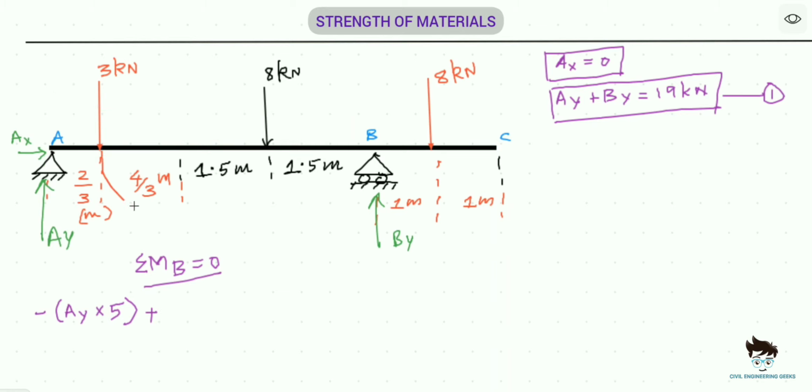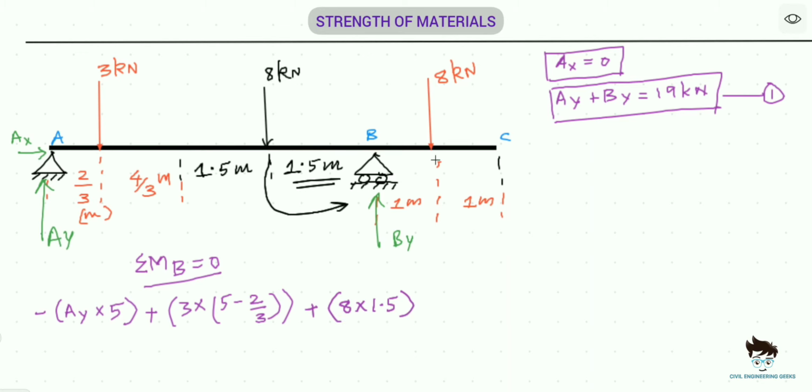Here the 3 kN load is acting at a distance of 2/3 meters from point A. But what we need is the distance between the 3 kN load and the point B. So it will be 5 minus 2/3 meters. And then we have 8 kN times 1.5 meters. And finally we have 8 kN, which is a converted point load from the UDL, which is acting at 1 meter distance from point C. And it is going to create a clockwise moment. So we are using minus of 8 kN times 1 and all this will be equal to 0 because the moment at the point B is 0, we know that.